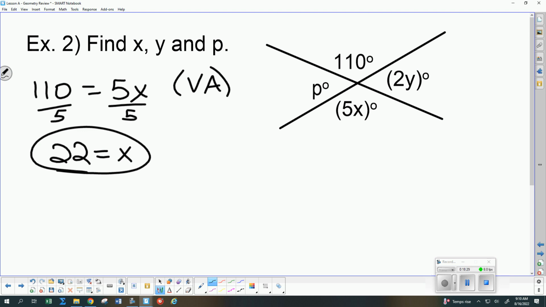Okay, now we know x. So we know we can take 5 times x, and we know 110. Who can take either the 110 or the 5x and relate it to one of the others, either the p or the 2y? Anybody else who hasn't answered yet? See a way that we can put 2 of those together. I'll eventually just start calling on people, but anybody else want to volunteer? All right, Alex.